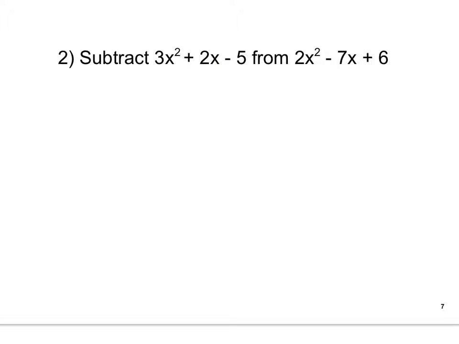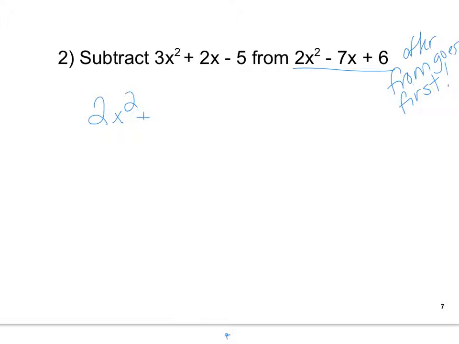Okay, then we have subtract from. So if I take $10 from you, I'm subtracting, you're the one I'm taking from. So whatever comes after from goes first. After from goes first. So that goes on the top, first. Oh, sorry, that should be a minus.